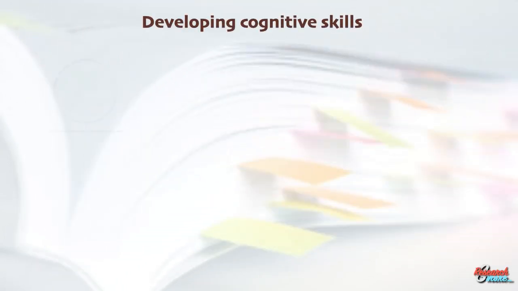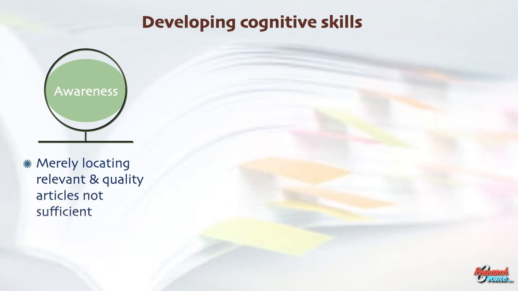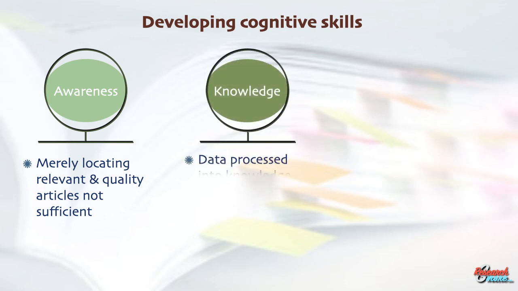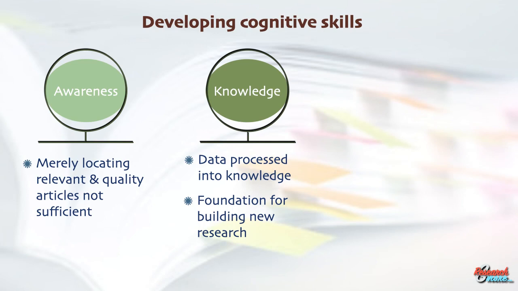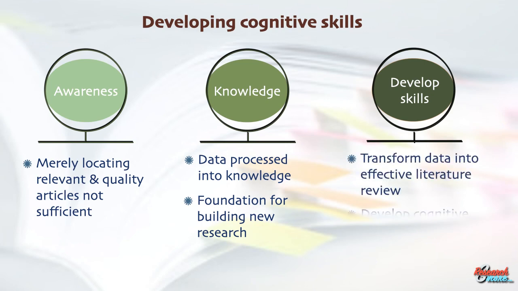A necessary condition for processing the literature is being aware that merely locating relevant and quality articles is not sufficient. Data found in the selected literature must be processed into knowledge, and this knowledge becomes a foundation for building a new research. To transform raw data into effective literature review, we need to develop cognitive skills by following a set of sequential activities.